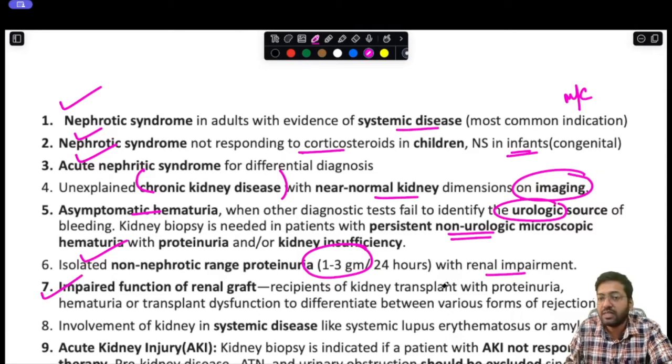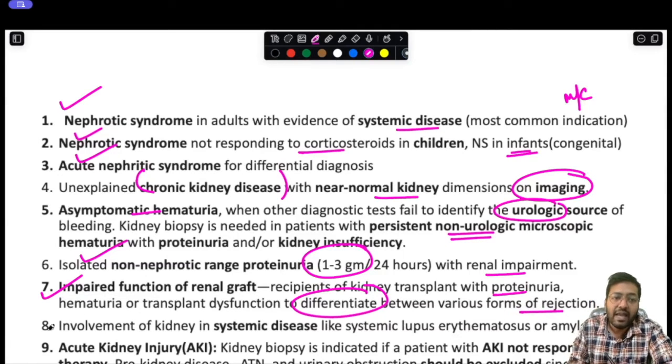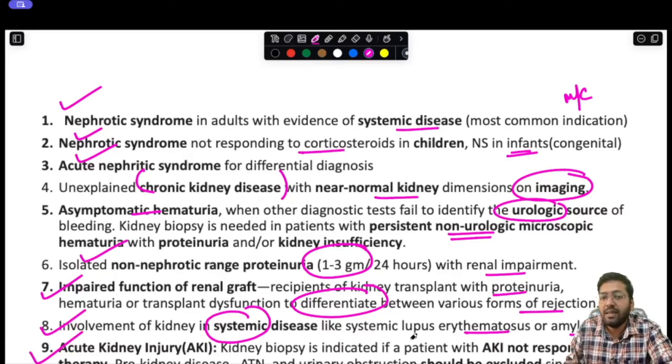So recipients of kidney transplant who are presenting with proteinuria, hematuria or transplant dysfunction, to differentiate between the various forms of rejection and the various causes of rejection. Involvement of kidney in systemic diseases like SLE or amyloidosis, or in conditions of acute kidney injury, the kidney biopsy is indicated if a patient with acute kidney injury is not responding to therapy. Okay, pre-renal disease, acute tubular necrosis and urinary obstruction should be excluded since the diagnosis is apparent from clinical history, and these conditions do not require renal biopsy evaluation.